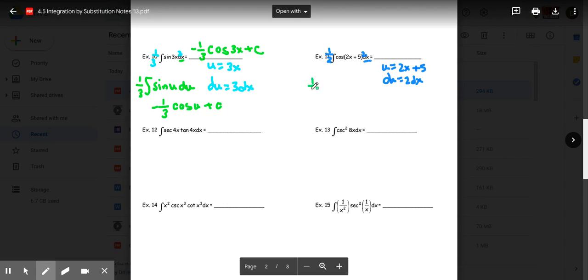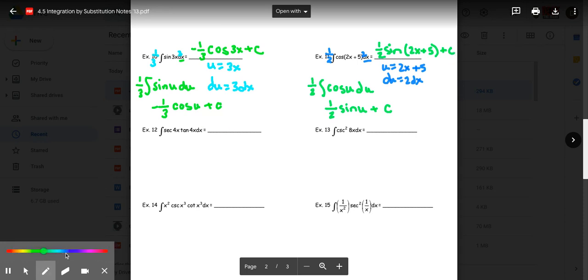So we have 1/2 the integral of cosine of u du. And we know the integral of cosine. We should at least. It's sine u plus c. And what you're going to do is you're going to plug back in for u. So it'd be 1/2 sine of 2x plus 5 plus c.